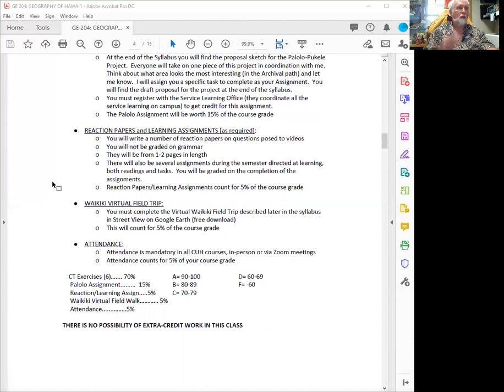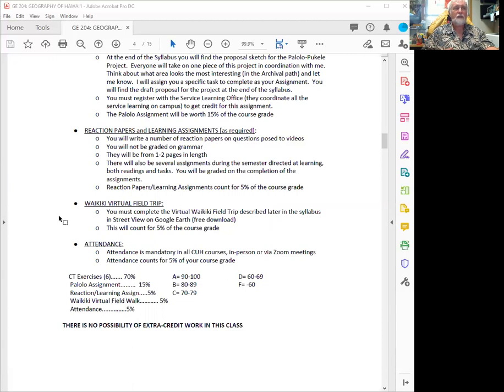We'll probably be doing 1 or 2 learning assignments, which are basically training you in ways to more effectively focus your skill sets in terms of learning more effectively in the same amount of time. But basically the reaction papers will be the bigger part of that, and that's a small part of the grade.